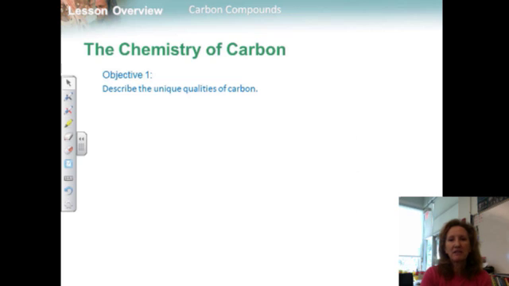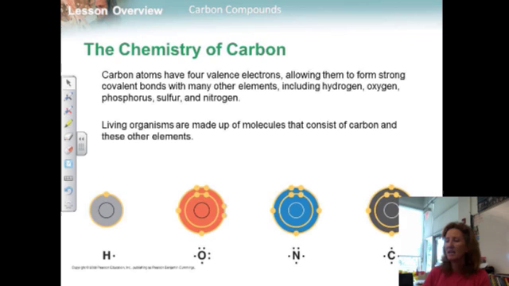So let's look at carbon. First objective, discuss the unique qualities of carbon. Take a look at the elements below. Notice the number of valence electrons in each element. Carbon has 6 electrons, 2 in the first electron shell and 4 in the second shell. Thus, it has 4 valence electrons in a shell that holds 8 electrons.